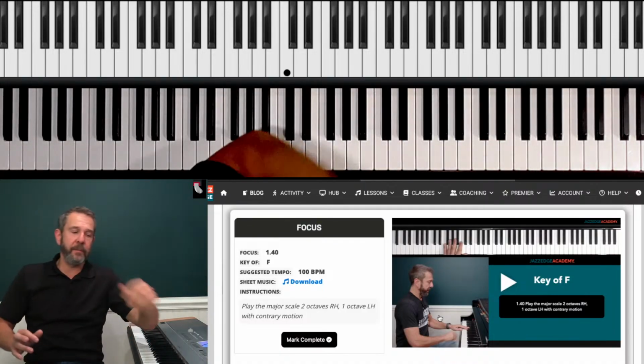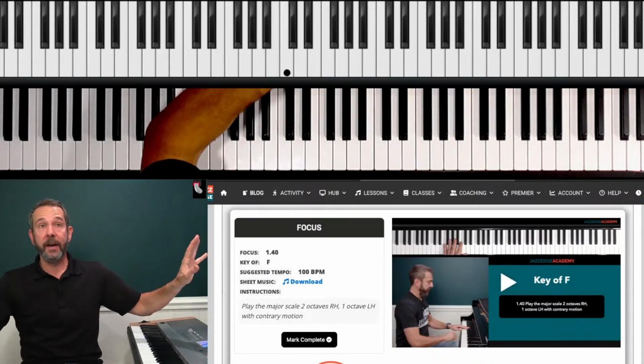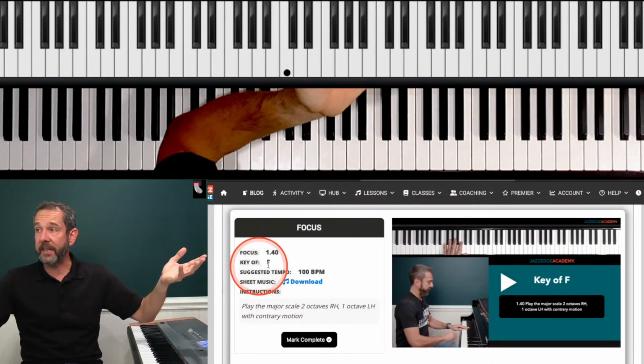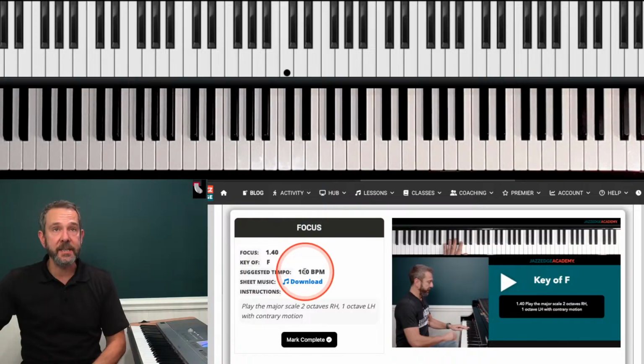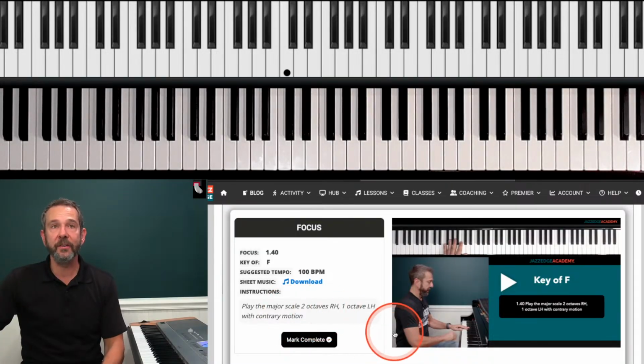So in the practice curriculum, you'll see that it's very simple. This is where I left off. This is focus 1.40, the key of F. This is a suggested tempo of 100 beats per minute, with sheet music. I can click here to download. And my instructions are very simple: play the major scale, 2 octaves right hand and 1 octave left hand, with contrary motion. I can go ahead and play the video.